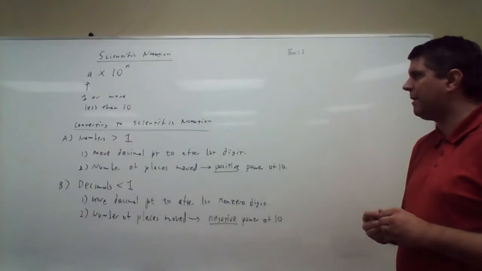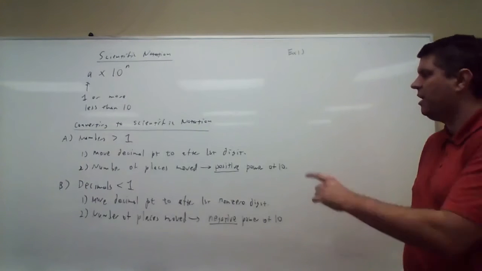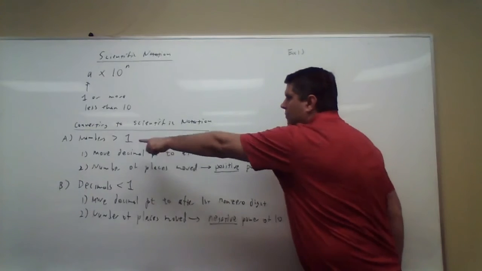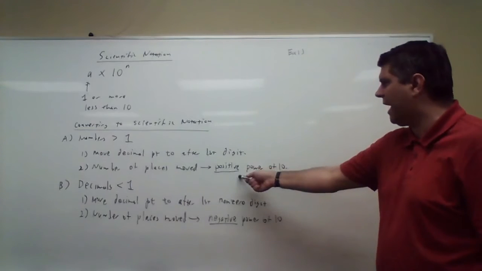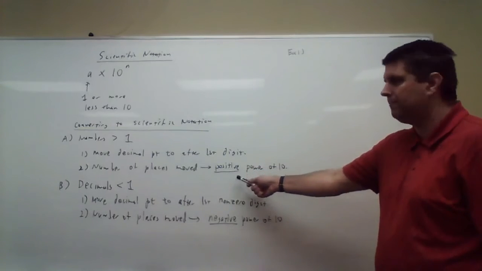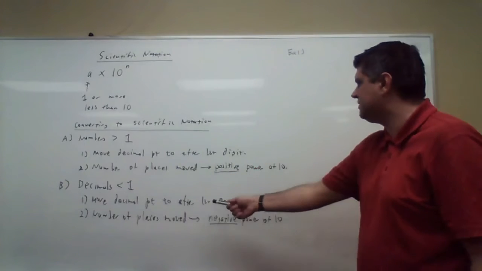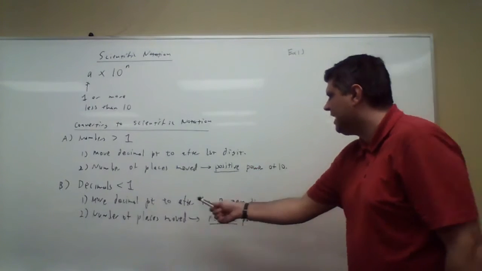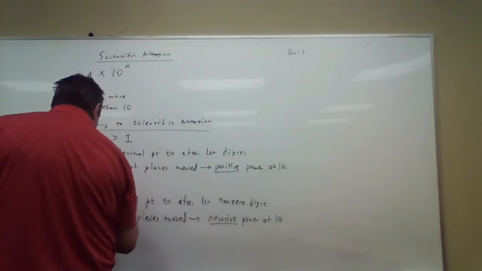Okay, now I want to talk about converting to scientific notation. There's 2 cases. For numbers that are greater than 1, move the decimal point to after the first digit, and you will have a positive power of 10. If it's a decimal that's less than 1, move it to after the first non-zero digit, and the number of places moved becomes your negative power of 10.